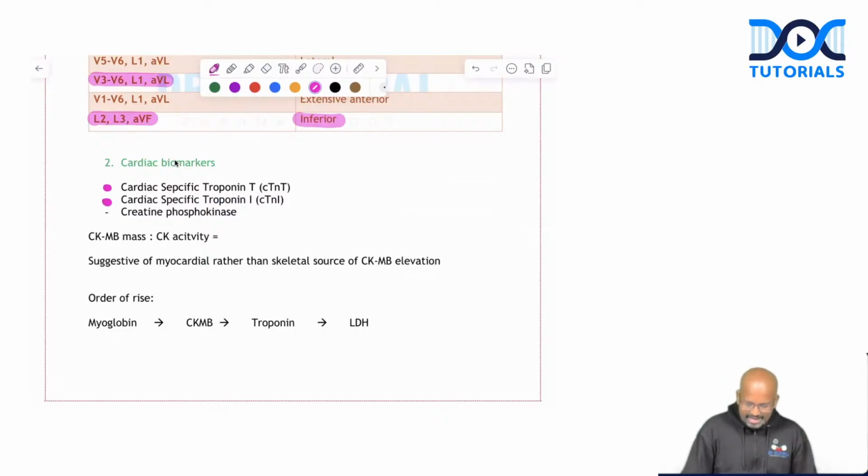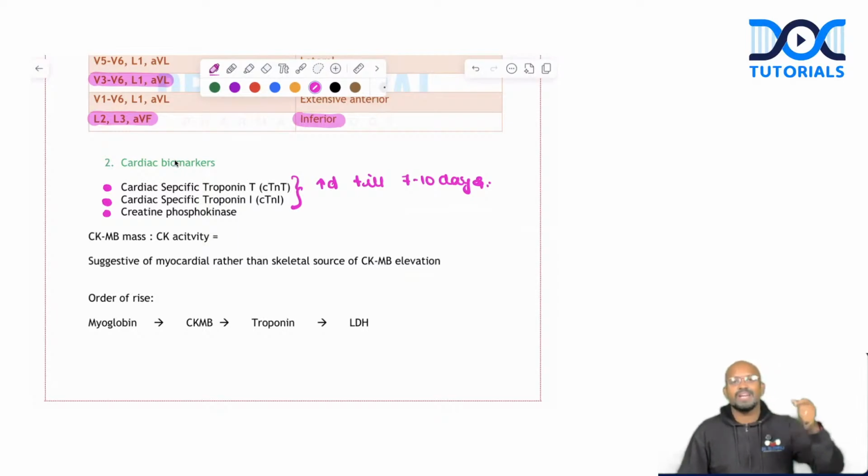We have trop I, which is cardiac specific troponin I, and we have creatine phosphokinase. One take-home point over here is that trop T and trop I will be raised till 7 to 10 days after the myocardial infarction has been diagnosed. It will be raised for a very long time. So if you suddenly land up with raised trop T and trop I, it doesn't mean that the patient is suffering from myocardial infarction. The patient might have been diagnosed with MI like 1 week back. It will be positive for very long.